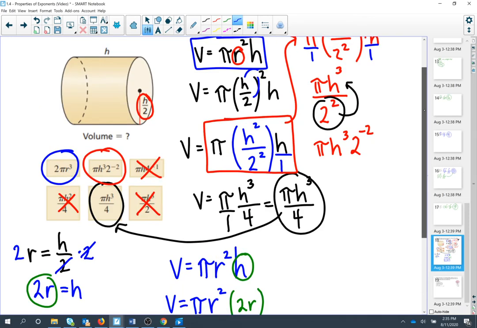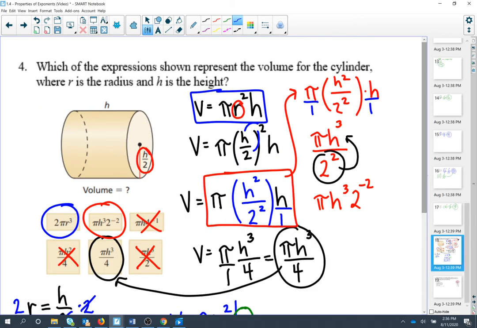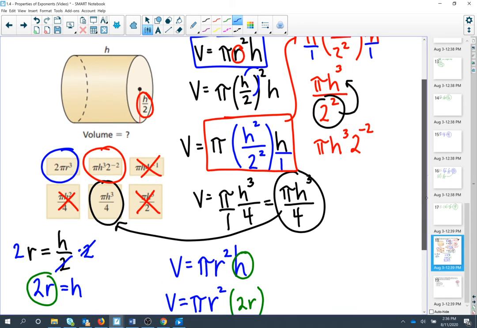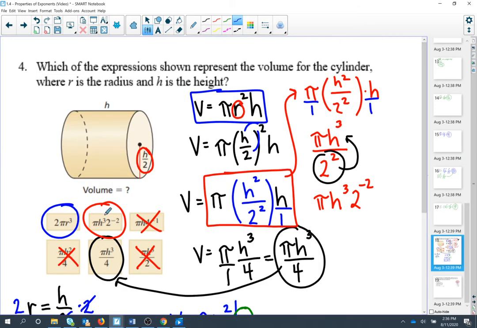So back to our question. Which of the expressions shown represent the volume for the cylinder where r is the radius and h is the height? We could use any 3 of these. So we could use the blue one, the red one, or the black one. They all work.